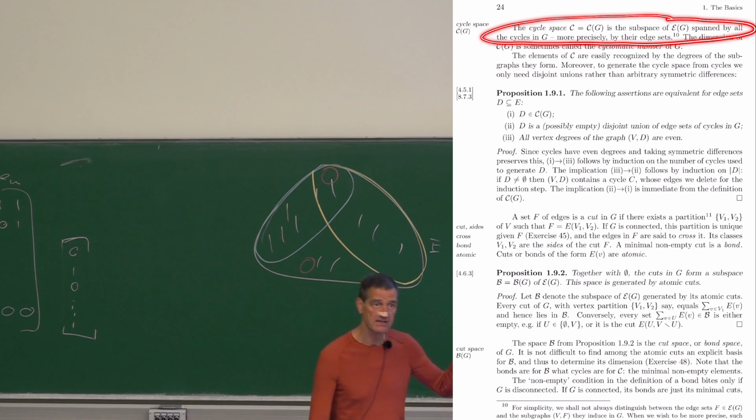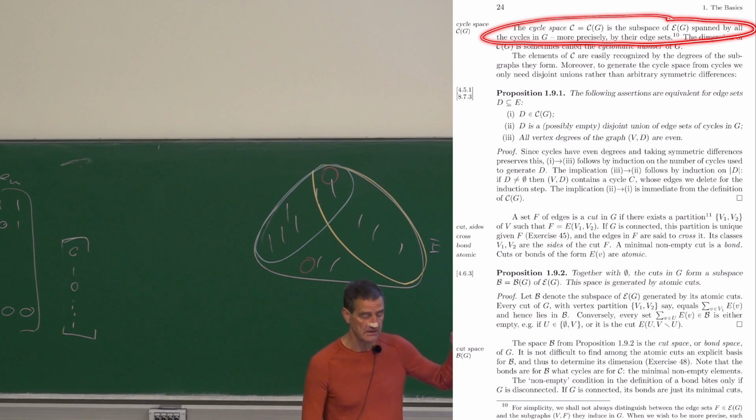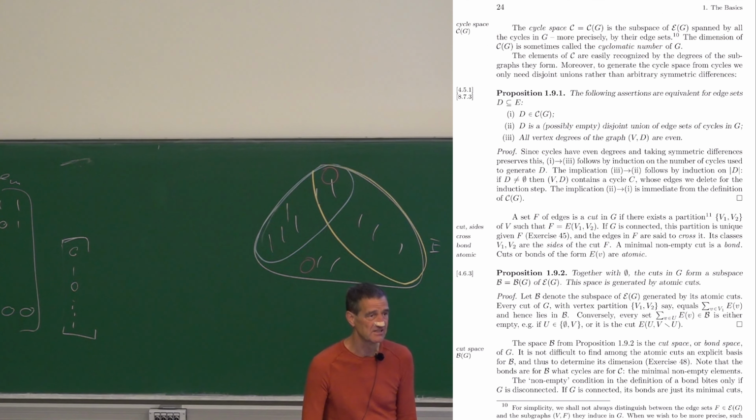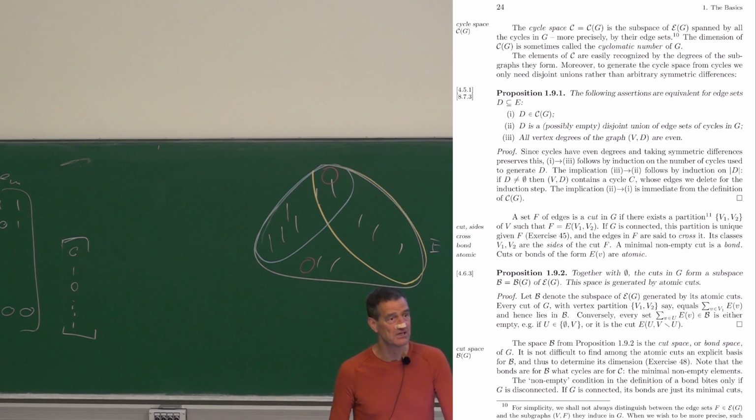Okay, the elements of the cycle space in English will be called algebraic cycles, just to distinguish them from graph cycles. In German, we have two different words, which is nice. Kreise für Graphen und Zyklen für elements of the cycle space.